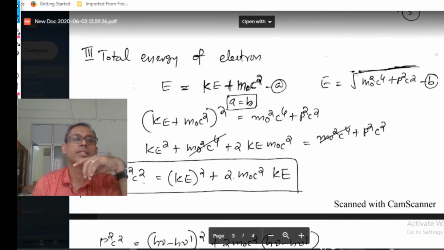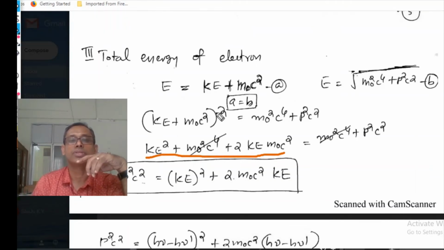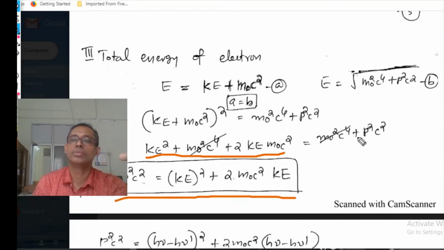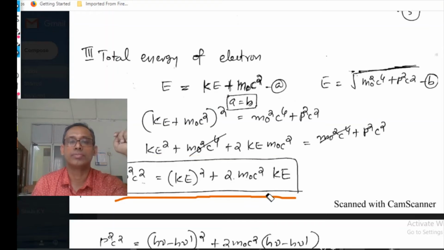And I expand this. As I expand, m0 square c raised to 4 will get cancelled, and I will get p square c square equal to kinetic energy square plus 2 m0 c square kinetic energy. What is this kinetic energy? This is the kinetic energy of the electron. So here I am substituting for the kinetic energy of the electron.